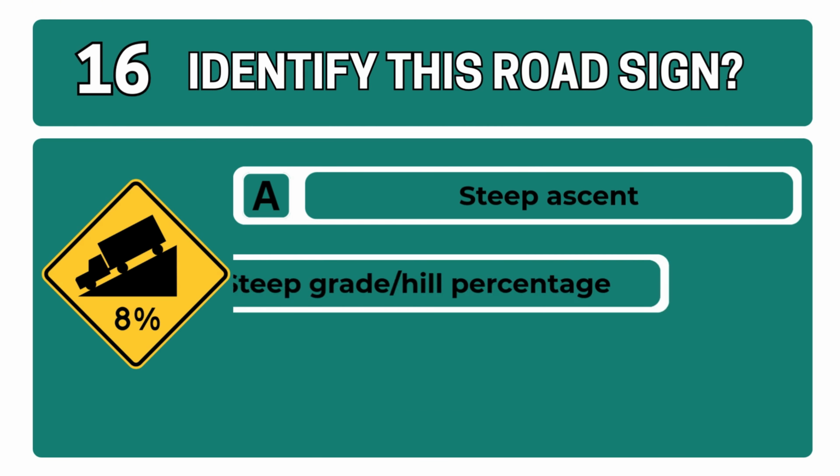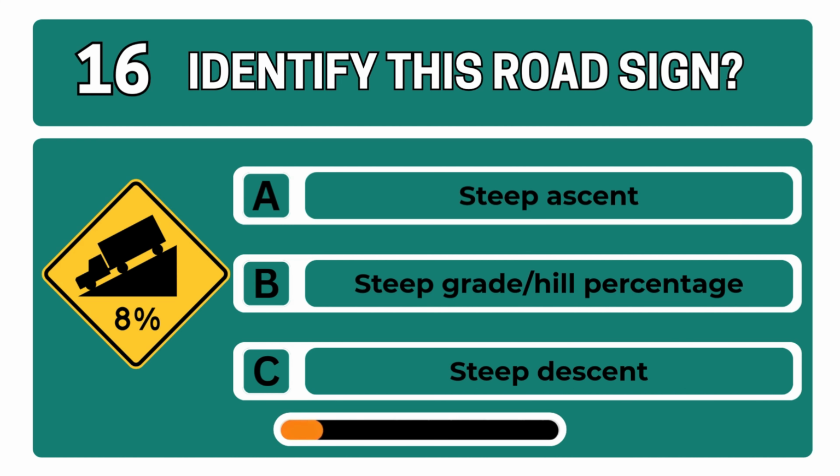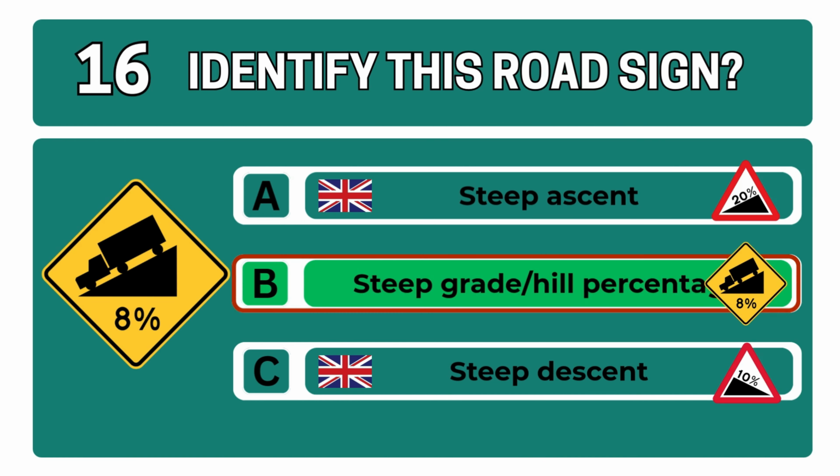Question 16. Identify this road sign. A. Steep ascent. B. Steep grade/hill percentage. C. Steep descent. The answer is B. Steep grade/hill percentage.